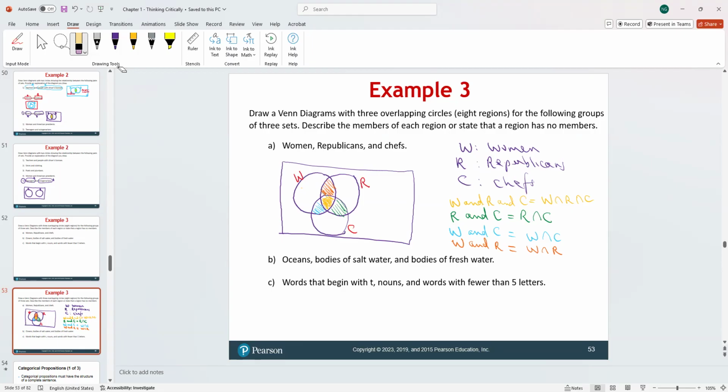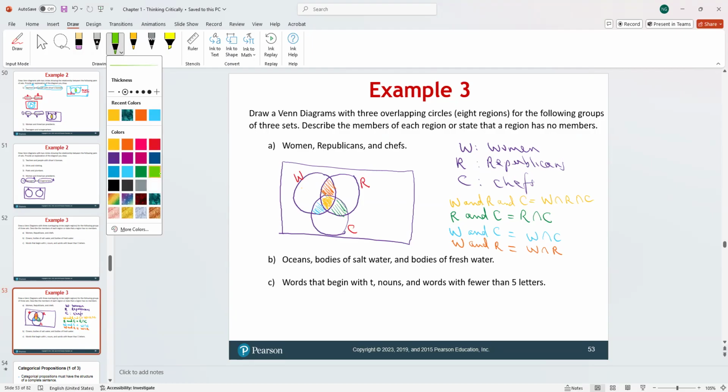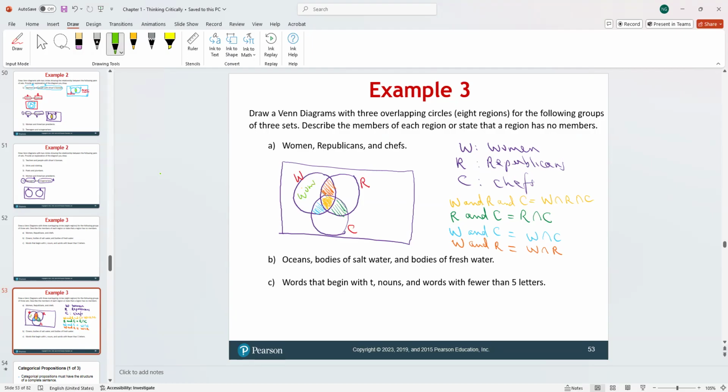So what we need to do here, okay? Remember, here we're going to have only women. Here would be only Republican. And here would be only chief. Okay, so then there are some common factors. If I do only one, I'm pretty sure you can do the others.